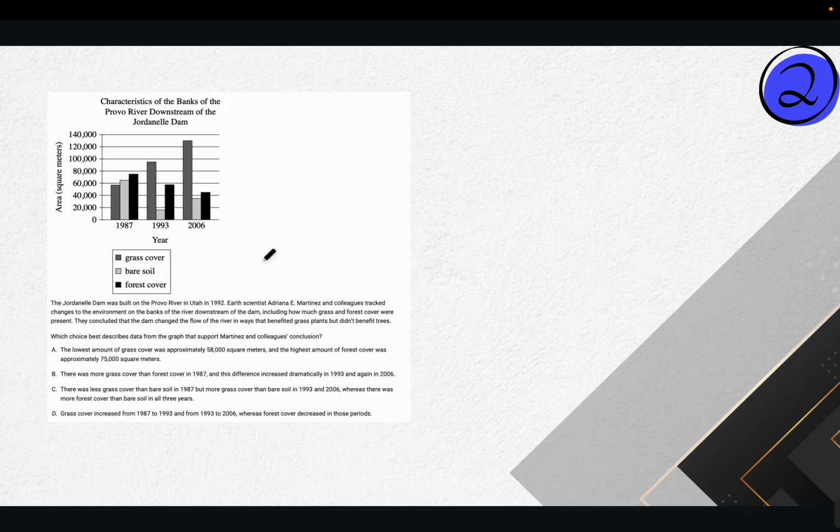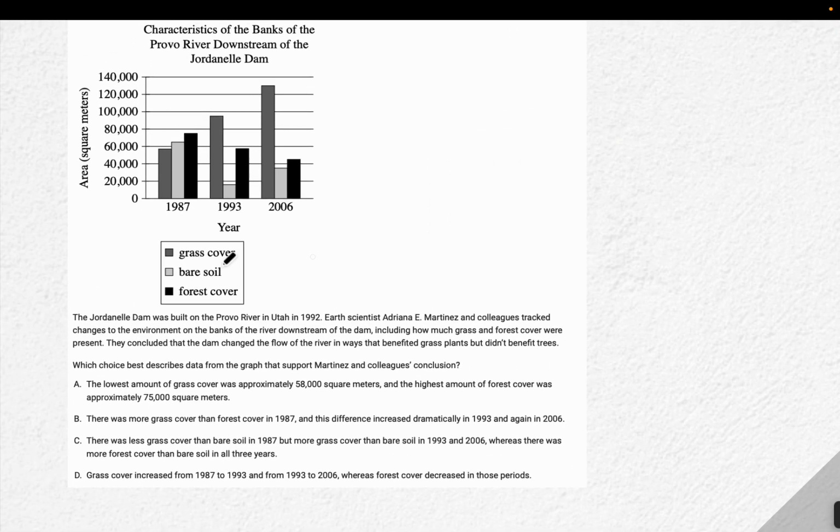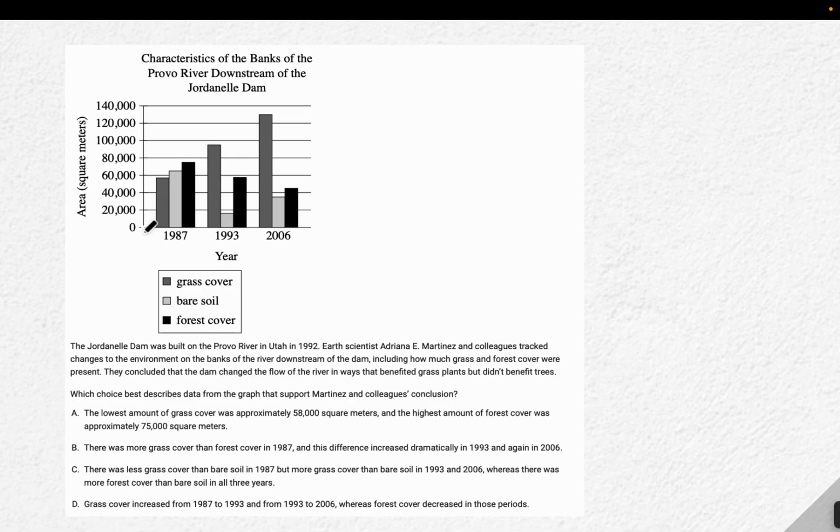For this question, we're going to be analyzing the graph, as I just said, and looking at what is given to us: the area, the years, and characteristics of the banks of the Poro River downstream of the Jordan Lake Dam over the years 1987, 1993, and 2006. So, grass cover, bare soil, and forest cover.